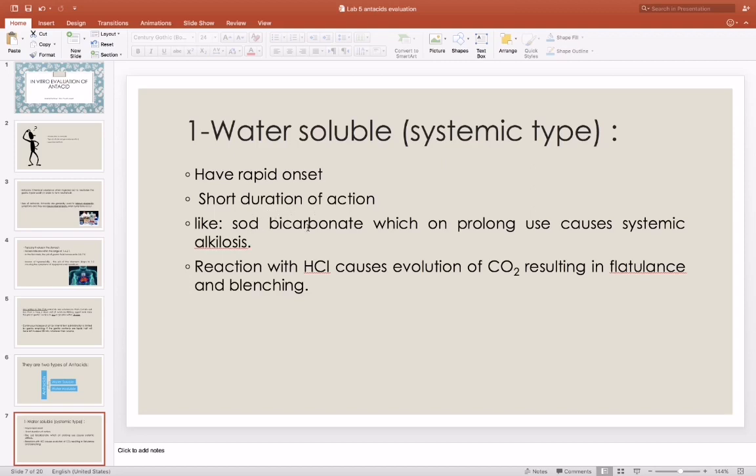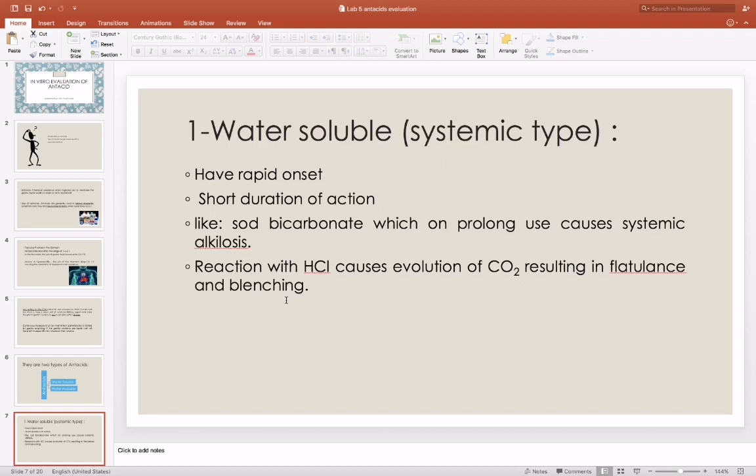Example عليها هو الصوديوم bicarbonate. Sodium bicarbonate acts as antacid. Absorption of sodium bicarbonate to the systemic circulation will cause systemic alkalosis, especially for a long term. Also, the reaction of this type of antacids اللي هي water soluble with HCl causes the evolution of CO2 as a gas. طبعا evolution of CO2 إلها undesirable effects اللي هي flatulence and bleaching.